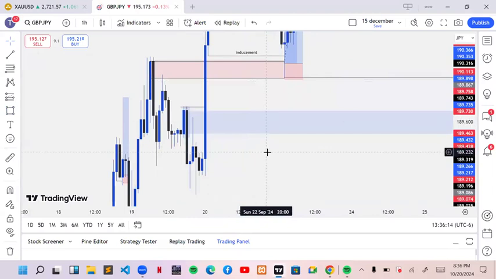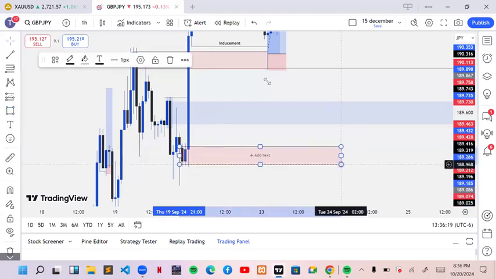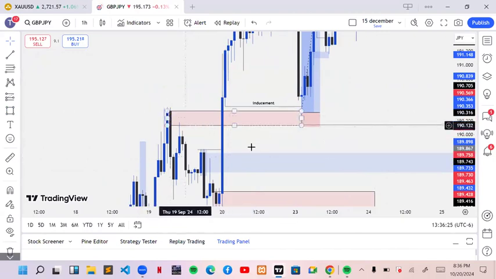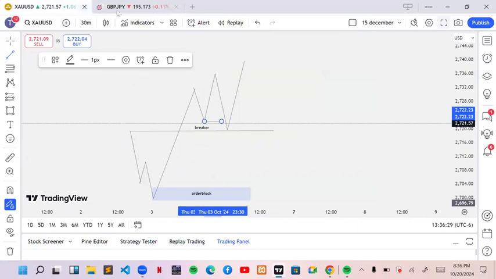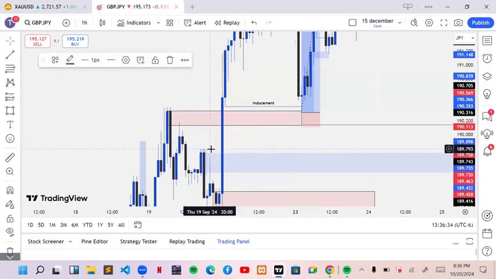And then the other block is actually down here. There's another block here, and there's a breaker block here. Both of them are points of interest. But if you pay attention to the rules given for putting a point of interest, number one, it needs to trigger a shift in market structure or a break of structure. Here we have our shift in market structure right here.